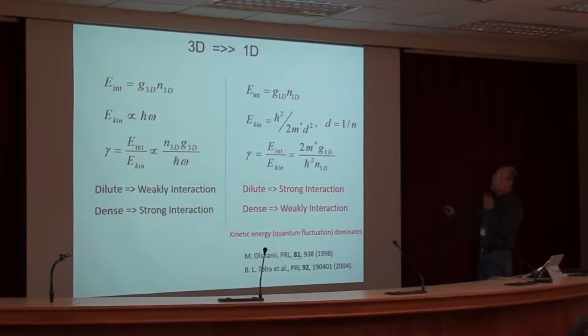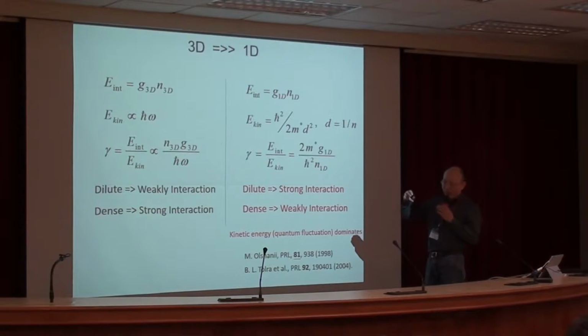But when you go down to the 1D case, the interaction form is not changed, but the kinetic energy is interesting. This is just a very simple solution from the particle in a box. The kinetic energy is inversely proportional to the size of your box. And if you evenly distribute your particles on some length L, the length scale will be inversely proportional to the density, which is L over N over L. That's the density.